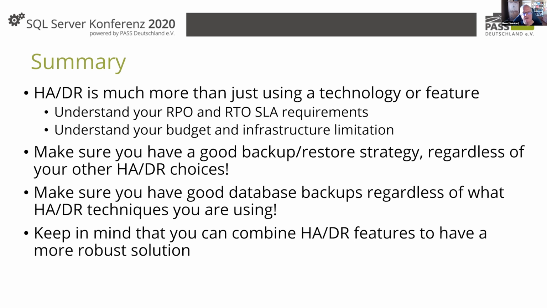And then finally, keep in mind that you don't have to pick one of these things. Almost all these technologies can be layered. So you could have an availability group for local HA, and you could log ship somewhere else, for example, for DR. So there's lots of ways of making this more robust.